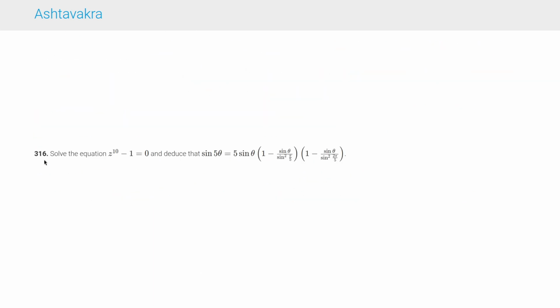Question 316 says: solve the equation z to the power 10 minus 1 is equal to 0 and deduce that sin 5 theta is equal to 5 sin theta into 1 minus sin square theta by sin square pi by 5 into 1 minus sin square theta by sin square 2 pi by 5.